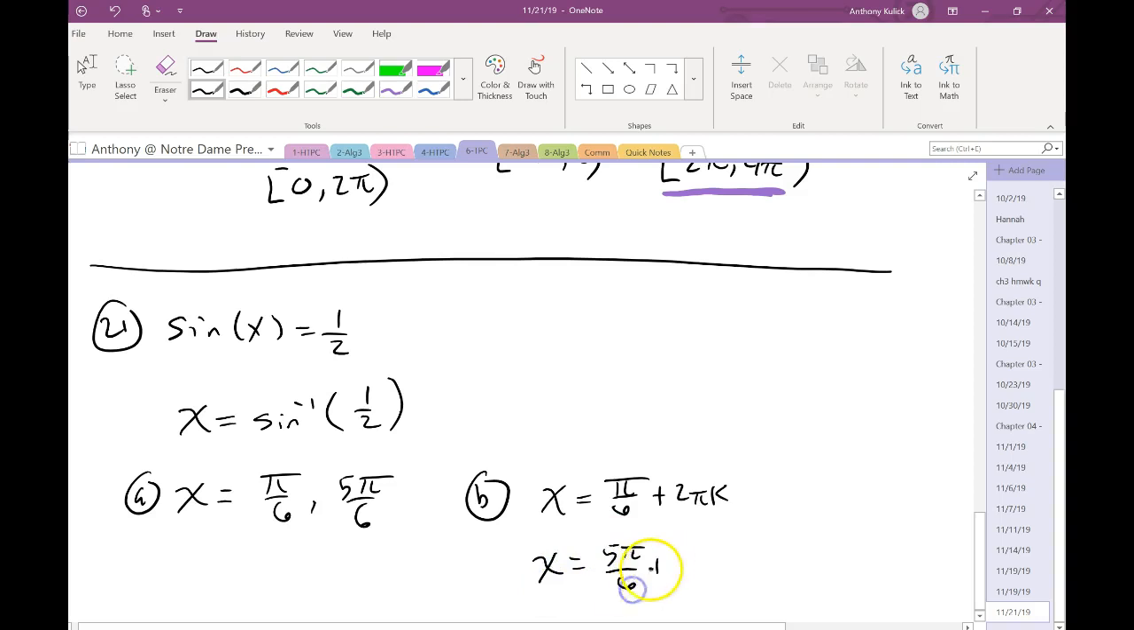Is it possible to condense these two answers? No. Why not? Well, look at the distance between the two answers. It's not a full pi, right? It's 4/6 pi apart, so you can't condense them. That's all we can do. Can't get it any simpler than that. So that's our answer for part B, or those two. Okay with that? Okay.